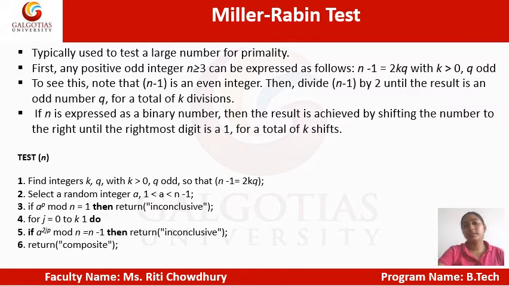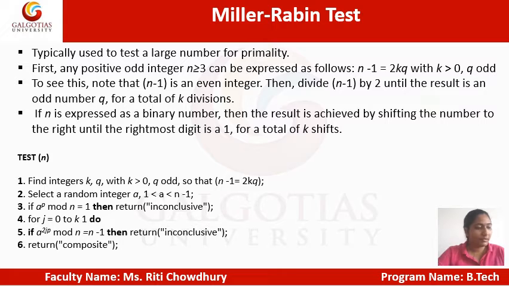So primality testing is done using the Miller-Rabin test. This is a kind of testing which is used for large numbers for primality. And here we can say that firstly, any positive odd integer n greater than or equal to 3 can be expressed in the way n minus 1 equals 2 to the power k times q, where k is greater than 0 and q is odd. So here is one example. If we have any odd integer, we can write in this format. I'll give you one example of that.